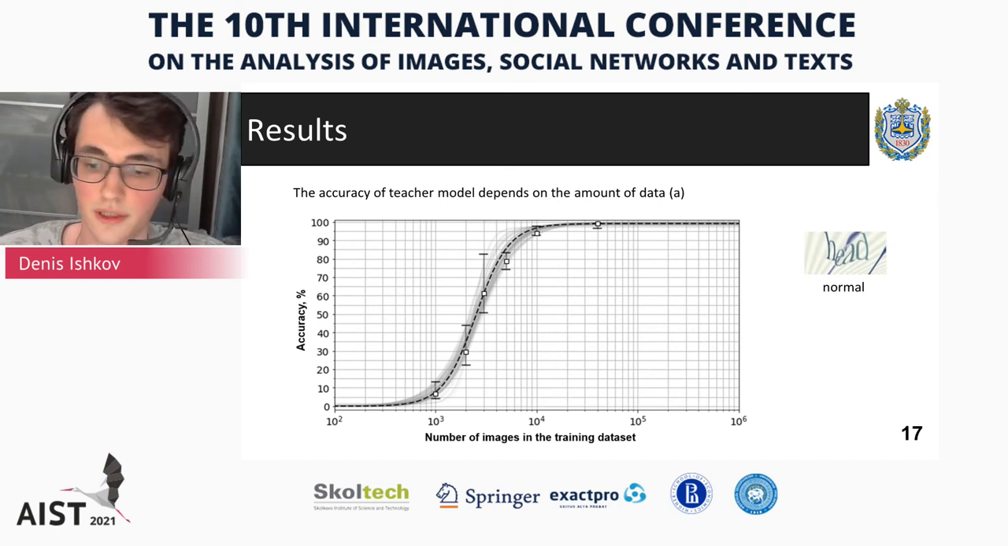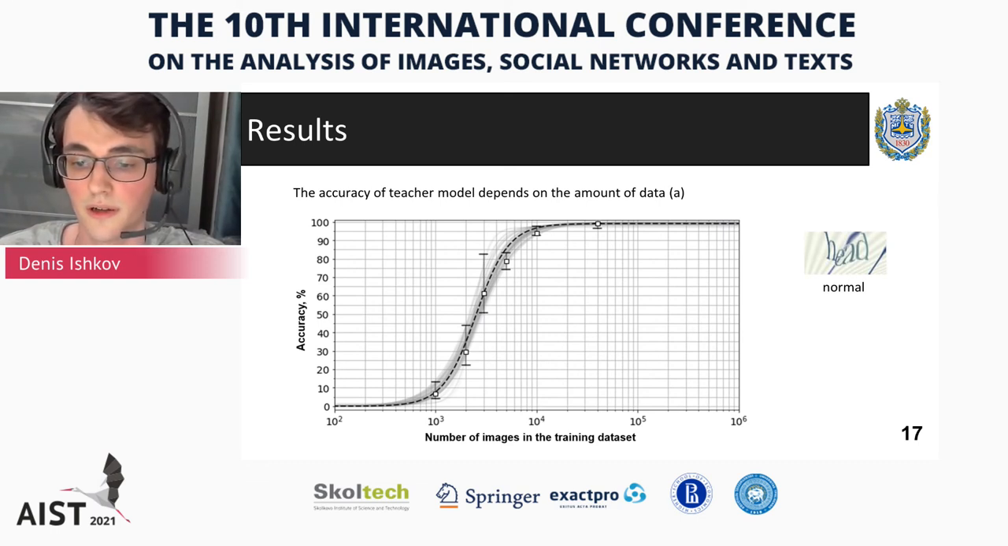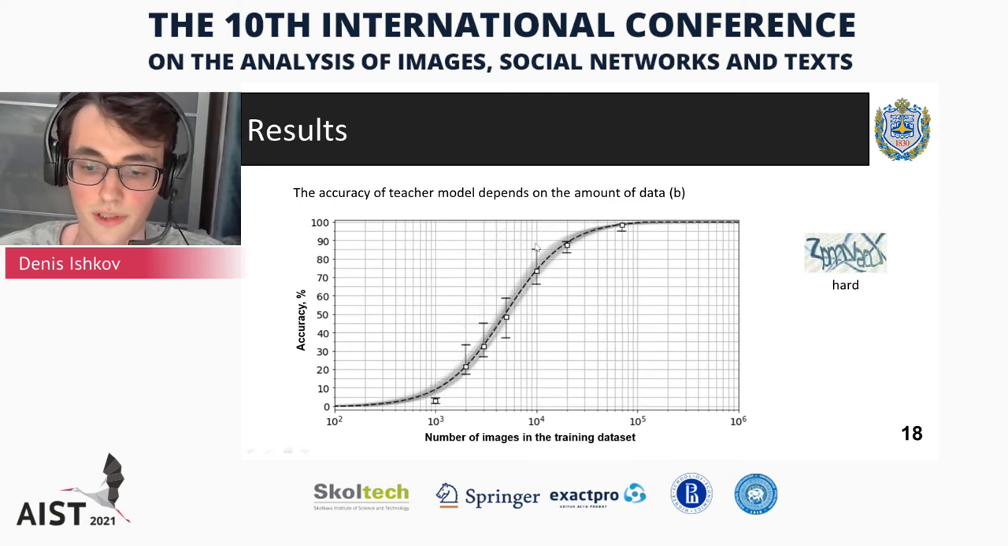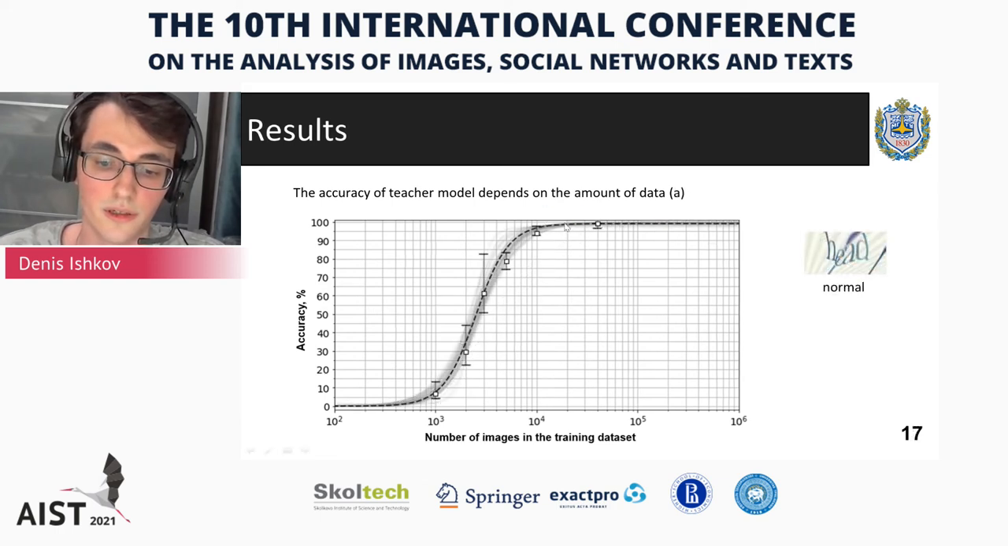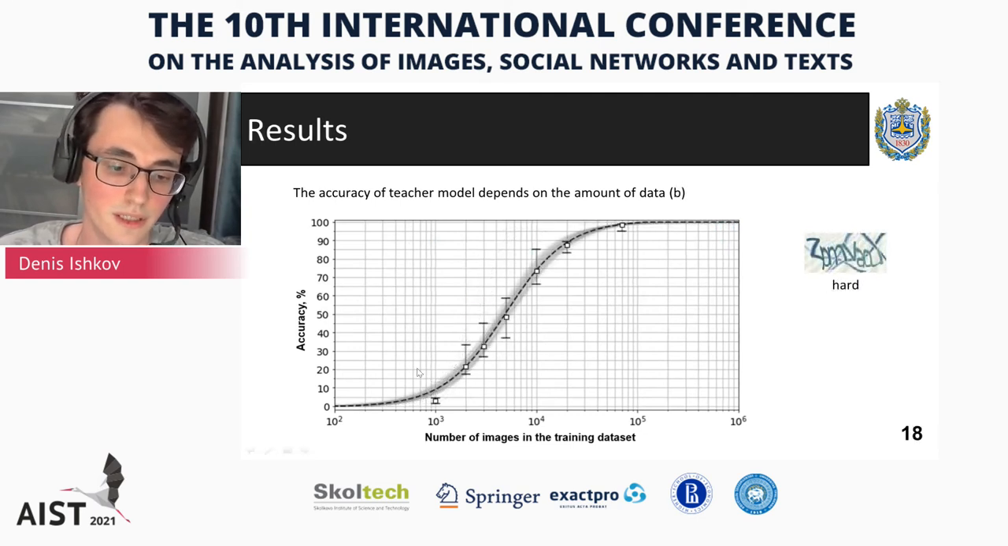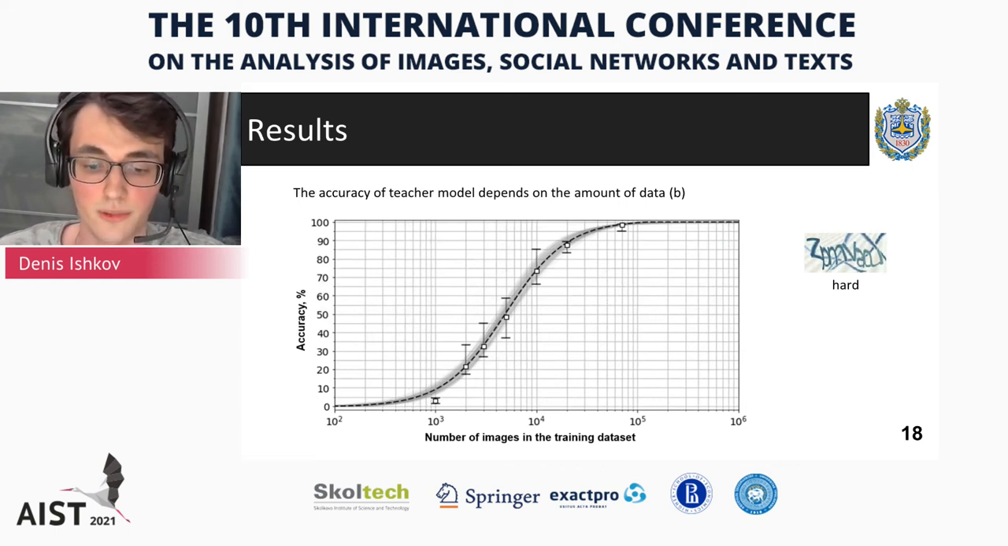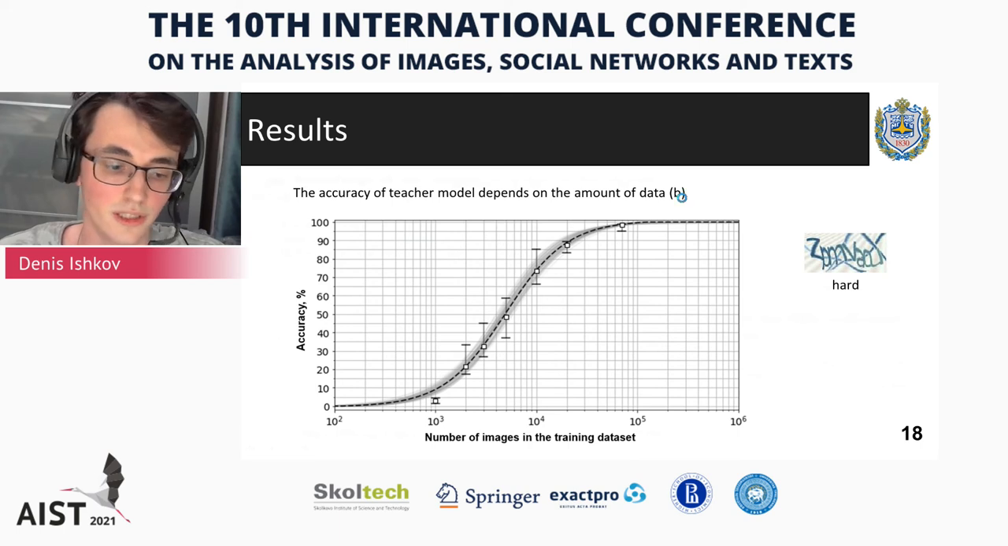As for the results, these are the results for the normal format. We also have the results for the hard format CAPTCHA. You can see that the hard dataset requires more training examples. The saturation zone occurs in a region of 100,000 images versus 20,000 images for the normal one. Also, from the obtained data, we can see that the model starts learning in the region of around several hundred images. So that means it is enough to manually label only a small subset of images and use the previously described iterative approach to automatically label and obtain a huge dataset.